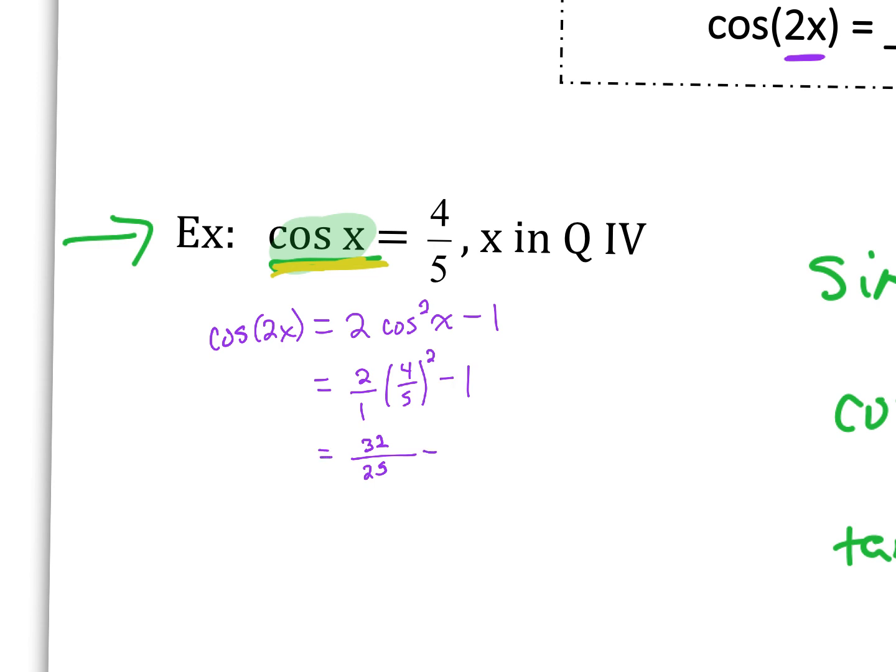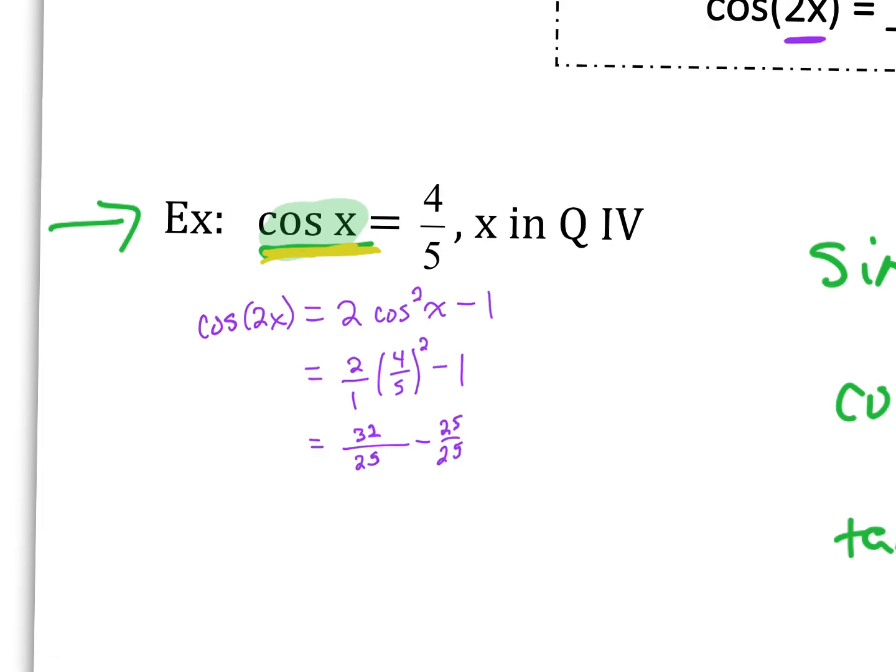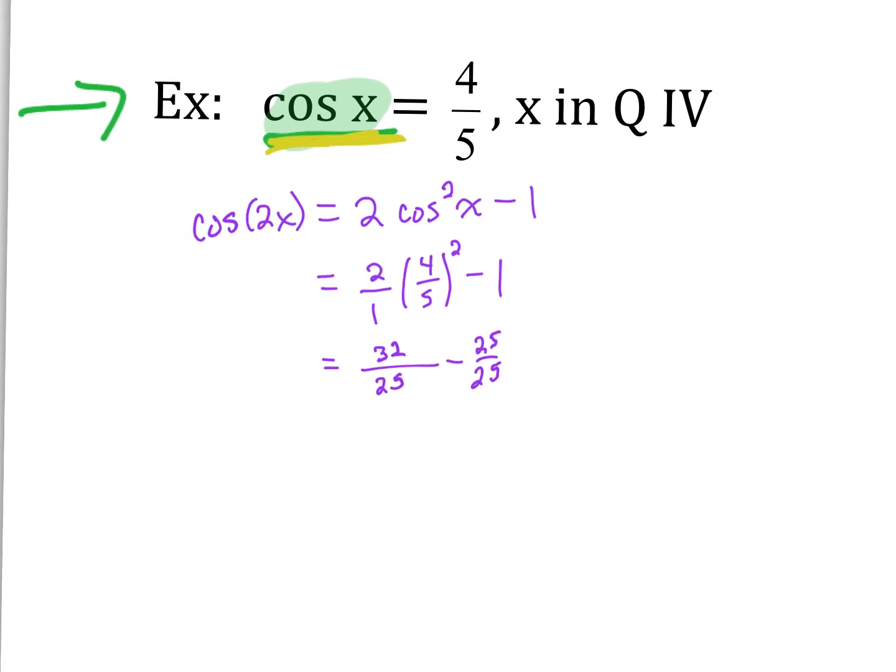So we get 32 over 25 minus, instead of writing that as 1, I want to write that as 1 only with my common denominator. So 25 over 25, so that it's easier for me to actually do the math here that's involved. So what we find is that the cosine of 2x, this double angle, is equal to 7 over 25.